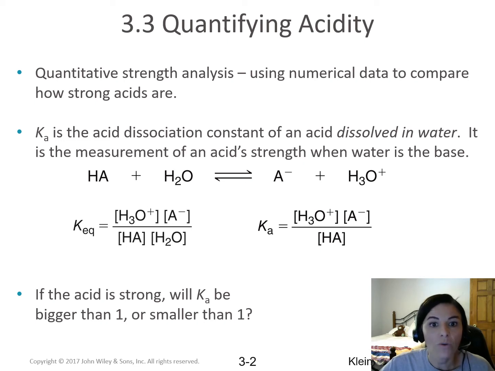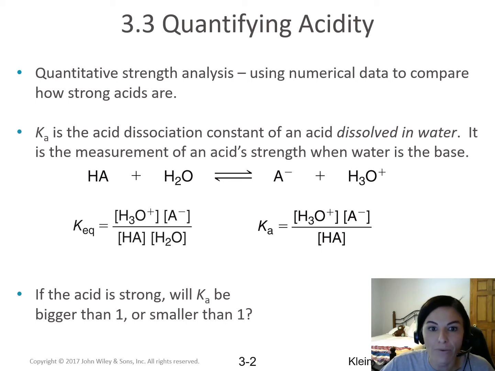Okay, so you can see here we have our chemical reaction, and we can see that HA is acting as our acid or proton donor, and water is acting as our proton acceptor or base. And this is a reversible reaction. And we know that reversible reactions will eventually reach something called equilibrium.